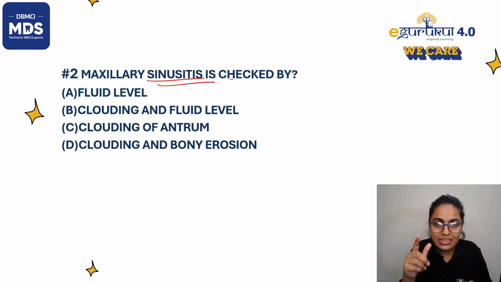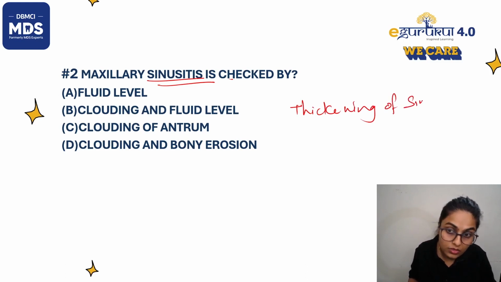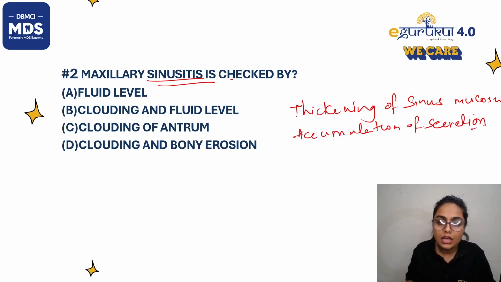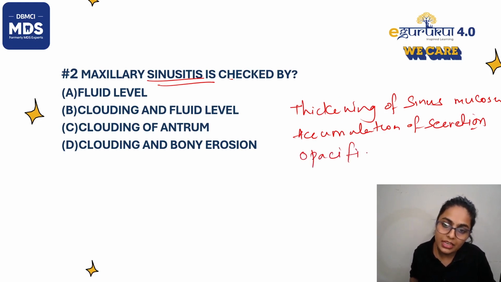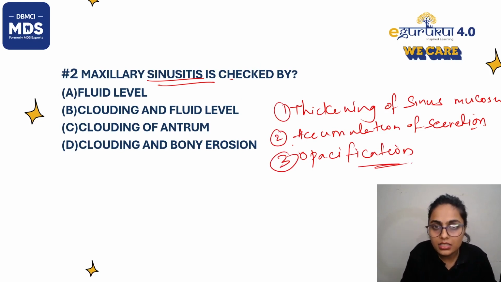What are the changes that take place in sinusitis? Basically, there can be thickening of the sinus mucosa. Second, there can be accumulation of secretions. Or there can be complete opacification of the sinus. These are the three major changes that occur in sinusitis.